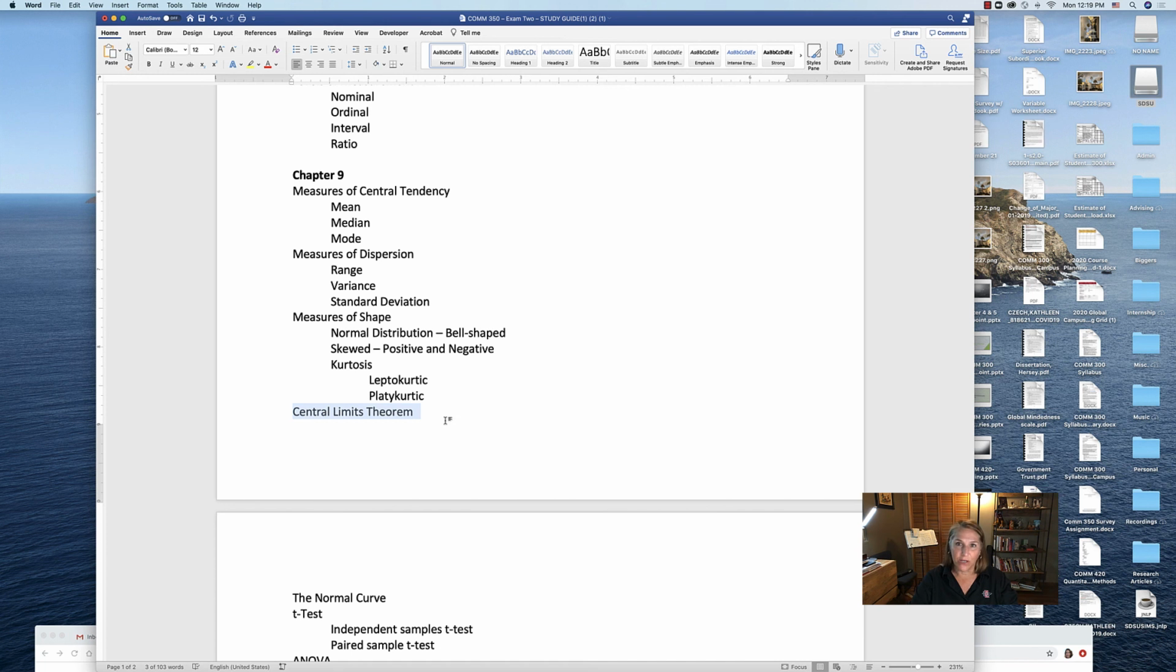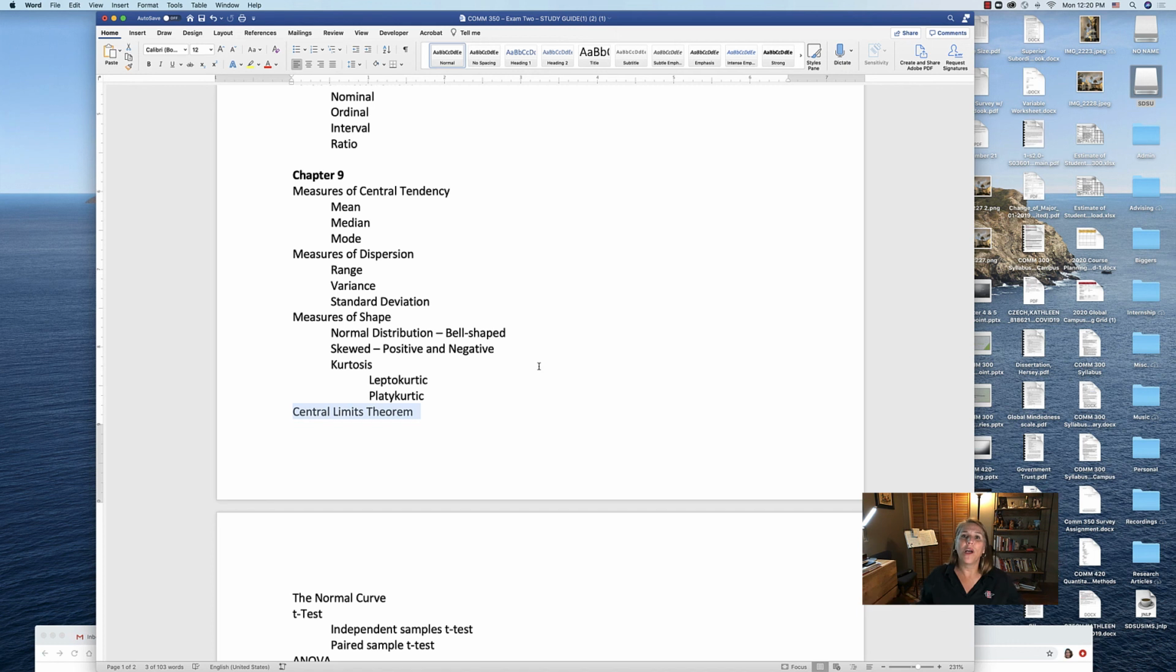And you do need to know what this is. This says if you want to get a bell-shaped curve, a normal distribution, the bigger your sample, the more it will approximate a normal distribution. If I only survey 2 people and they're at polar ends, I'm going to have a messed up curve.